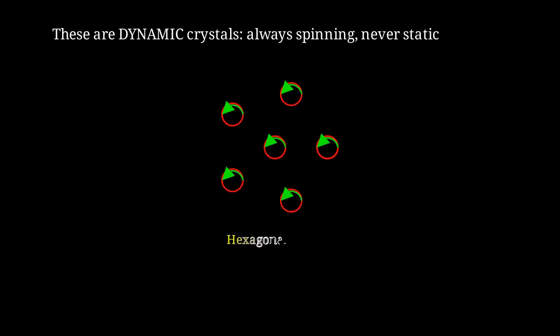Here's a simplified view of a dynamic colloidal crystal. Particles arranged in hexagonal order, each spinning continuously. The green arrows show rotation direction.